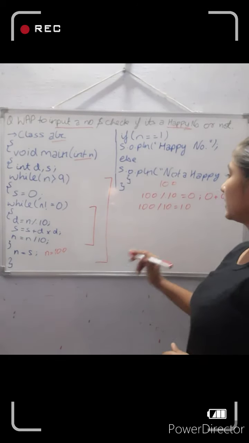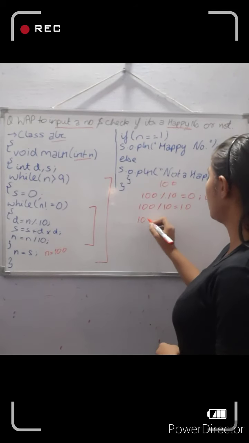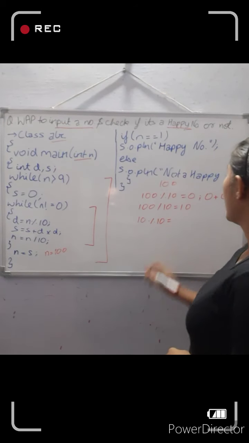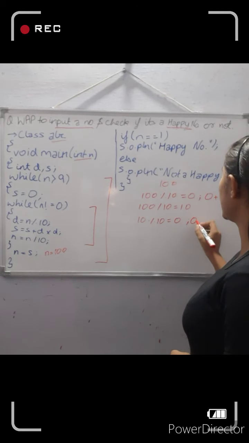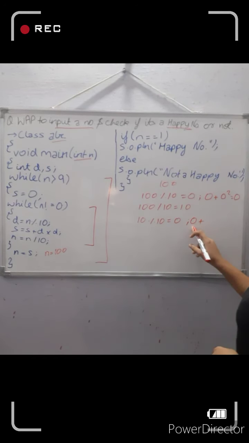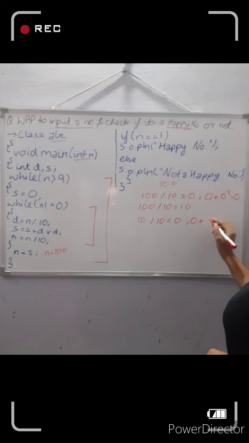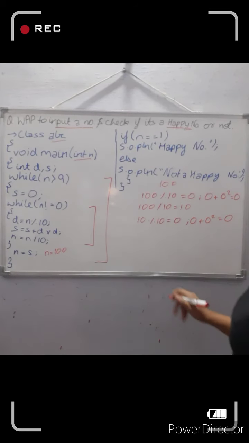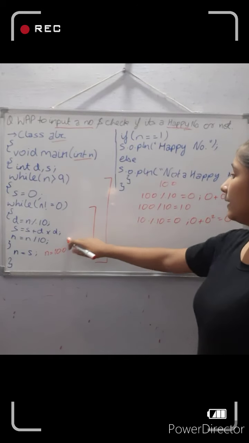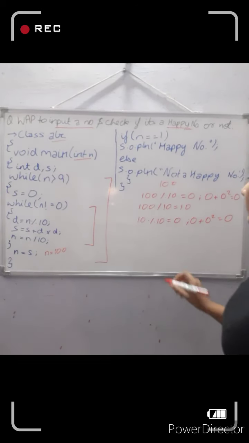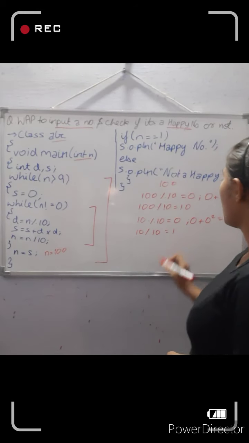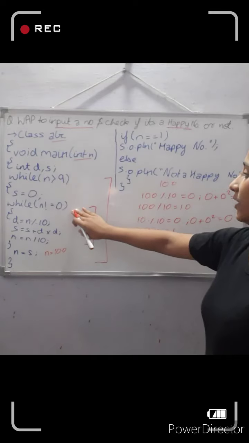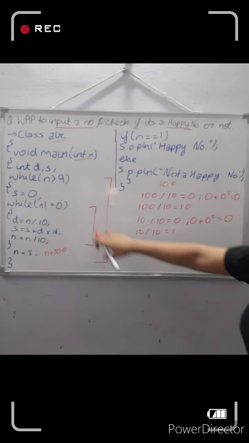Now again coming back to this step, the number is now 10, and 10 modulus 10 we get the remainder 0. So again s is equal to s plus square of d. So s is 0, d is 0. It will be again equal to 0. So now again coming back to the step, n is equal to n divided by 10. So n was 10 divided by 10. We get the quotient 1. Still the value of n is not 0, so we can continue this while loop.